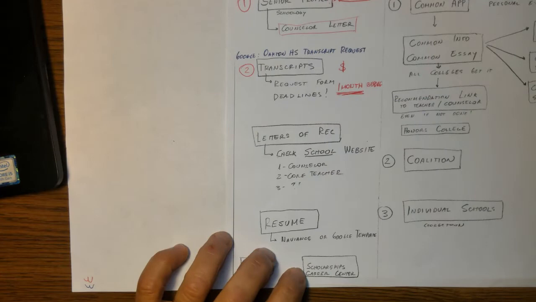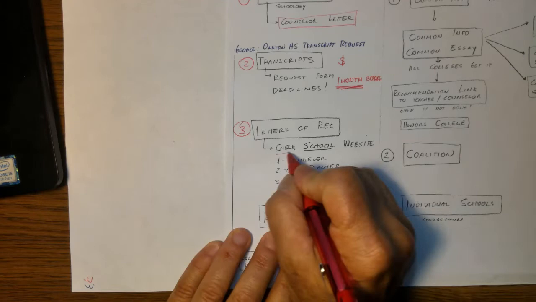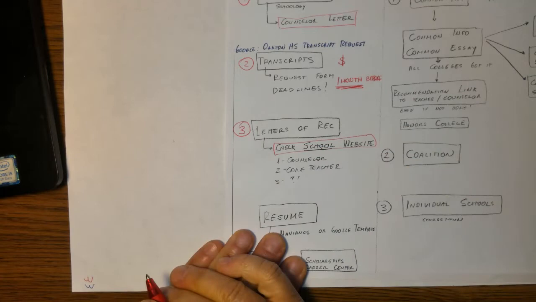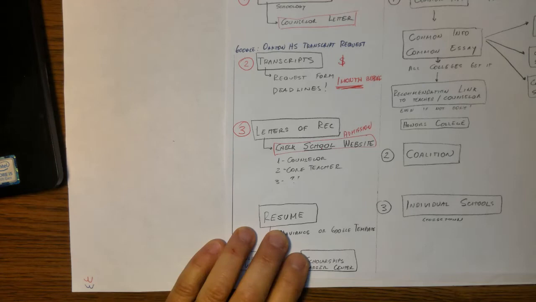Besides this other document, you need to think about your letters of recommendation. How do you know if you need a letter of recommendation? Well, you need to go to the website of the college that you're applying to, basically to admissions, and see what the admission requirements are. And it will tell you what type of classes you need and how many letters of recommendation, if you need a letter of recommendation.